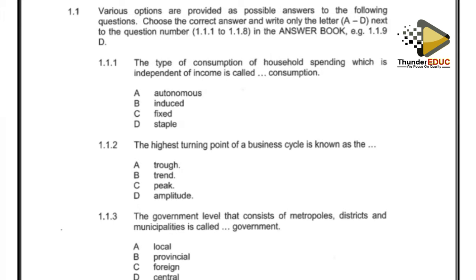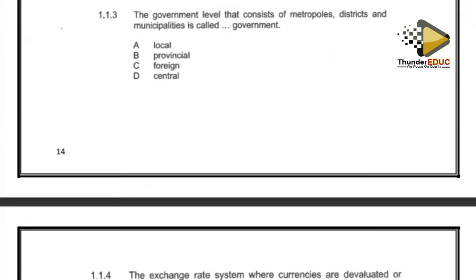So 1.1.1, the type of household spending which is independent of income is called autonomous consumption. The highest turning point of a business cycle is known as a what? A peak. Remember, I only have two turning points, a peak and a trough. Okay, right. So now let's move on to the next one.